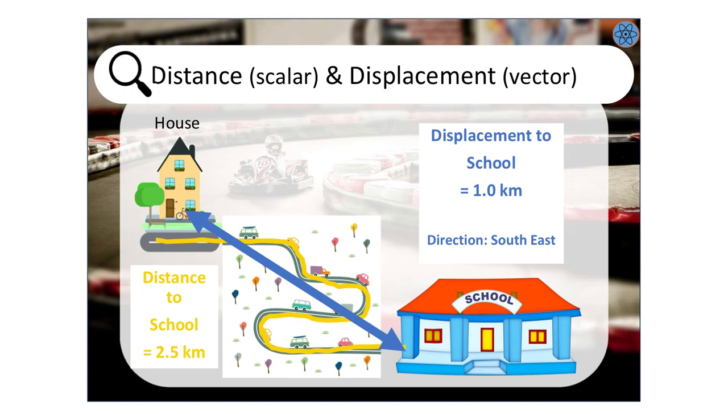But with displacement, we also need a direction. So ideally, it's an angle taken from north all the way around, but for now, let's just say it's in the southeast direction. When we go to school, though, we tend to go back again, go back home.